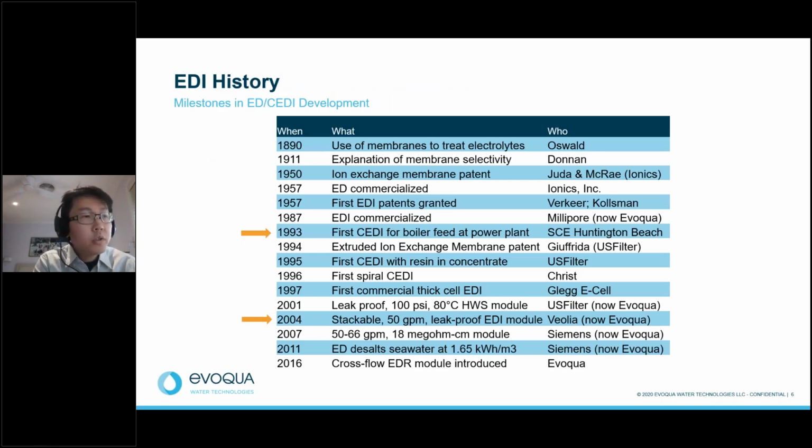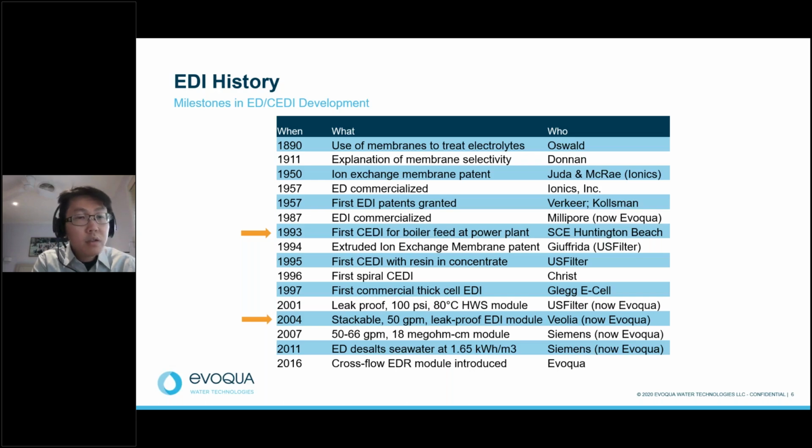EDI history started a long time ago, but it really began in 1987, when it was first commercialized by Millipore. Later in the slides, we will cover more on the products, but this slide is just to let you know the key milestones that we have. We had our first CDI for boiler feed in 1993. In the very early days, there were only resins in the product compartments. There was no resin in the concentrate compartment, so there was a need to recirculate the brine. In 1995, we introduced resins in all compartments, in the product and in the concentrate. By doing that, there is no need to recirculate the brine anymore.